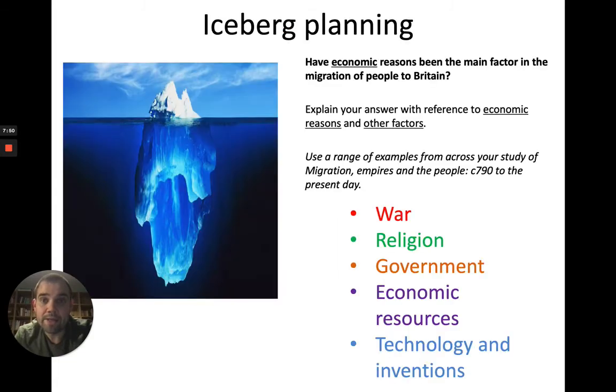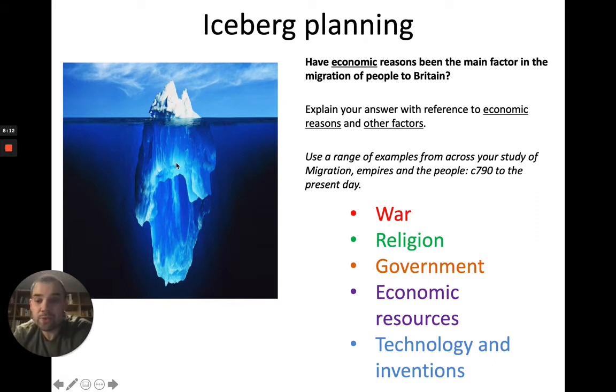Now, with that in mind, I'm going to talk to you a little bit about a little thing called iceberg planning, okay? Now, this is just an analogy that I use with my students all the time at A-level for sociology and history, and also my GCSE history students. Now, the reason I call it iceberg planning is with an iceberg, if you don't know, the majority of an iceberg is not actually on the surface, it's below the surface. You can't actually see it.